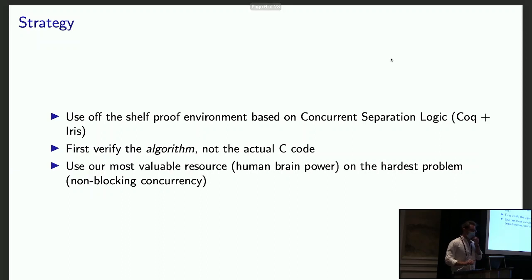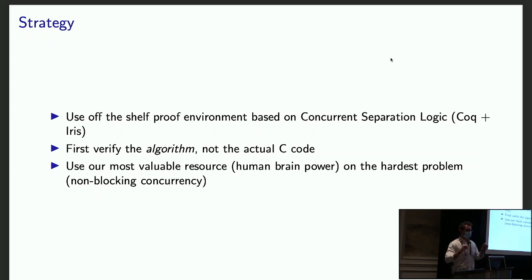So the strategy was to use an off-the-shelf proof system based on concurrent separation logic. Concurrent separation logic is the state-of-the-art theory for reasoning about concurrent algorithms. So we wanted to use something that already had that encoded in it. We went with the Coq proof assistant and the Iris framework. And we wanted to really verify the algorithm, not the actual C implementation.